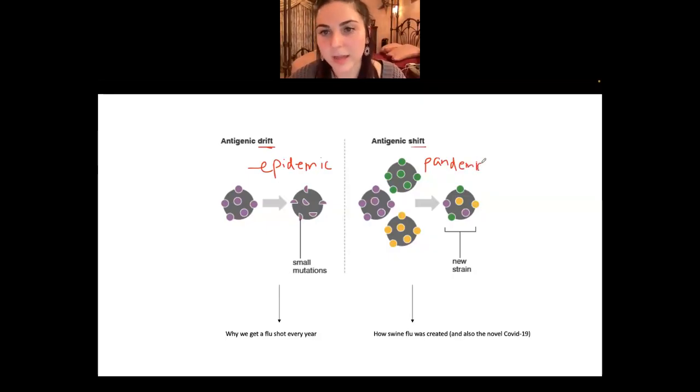This is how they think that COVID happened. They think that COVID happened with two coronaviruses that recombined, and then we made an entirely new coronavirus. So again, with a small mutation, the DNA is going to be exactly the same. It's still purple, but now it looks a little bit different. Versus we have purple, green, yellow, and now we have a totally new strain that has features of all of the viruses that recombined. Okay, so that's swine flu, that's COVID, well, what they think happened with COVID.